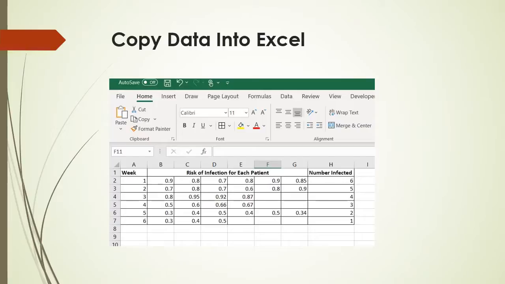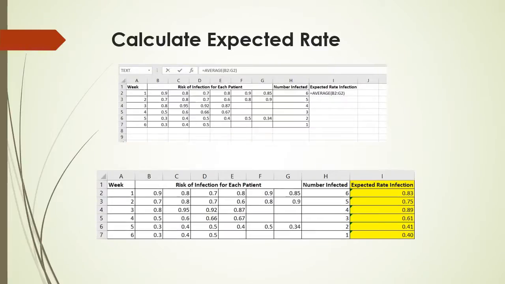First up, we copy the data into an Excel spreadsheet. Then we calculate the expected rate of infection for each week. This is found by calculating the average risk of infections of all patients during that week.